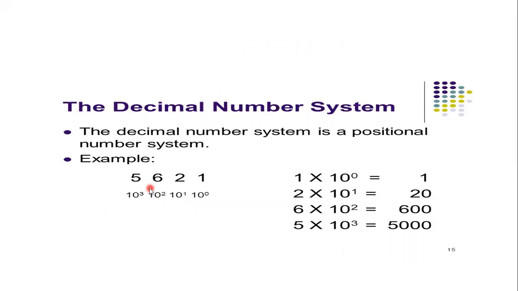So here is another example, 5,621. Okay. So 5,000, 5 into 10 power 3, then 600, 6 into 10 power 2, then 20, 2 into 10 power 1, and 1, 1 into 10 power 0. So 5 into 10 power 3 plus 6 into 10 power 2 plus 2 into 10 power 1 plus 1 into 10 power 0. So this is called a decimal number system.